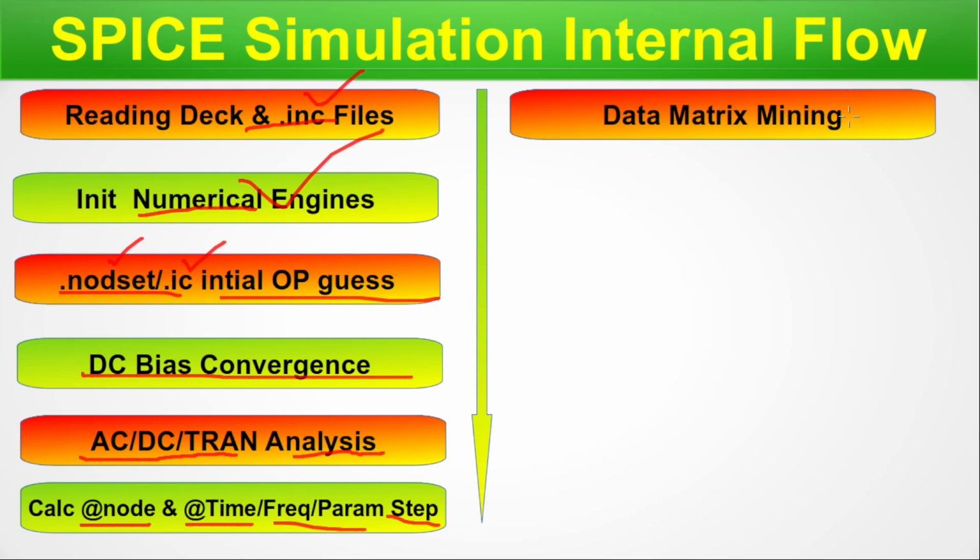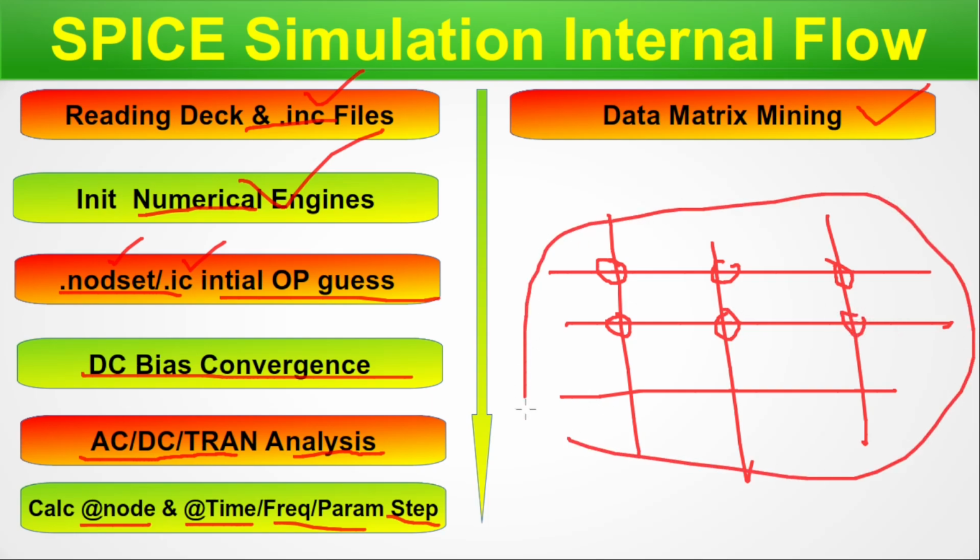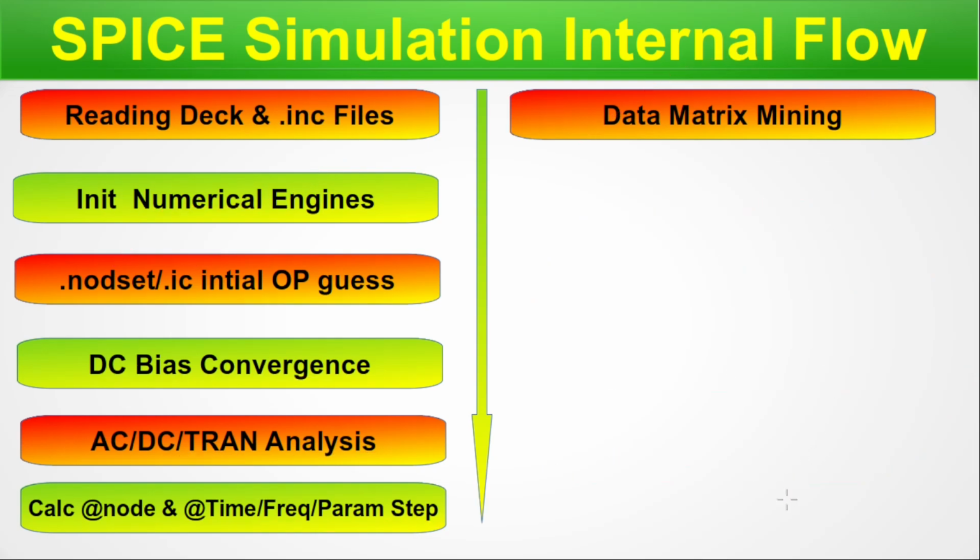Next is the data matrix mining. So what is data matrix mining? Let me draw a diagram here. You will understand better with the diagram. There are several nodes in the circuit, right? This is a node, this is a node, this is a node. These are the nodes where the different components are interconnected. So there are several nodes like this. All these have to be solved in a matrix method, and that data has to get mined into some data structure which is defined internally to the SPICE binary. So in this step, the data mining will happen and the dynamic calculation, that means the calculation with respect to time, will be done by the SPICE simulator, the numerical methods inside it, and so on.